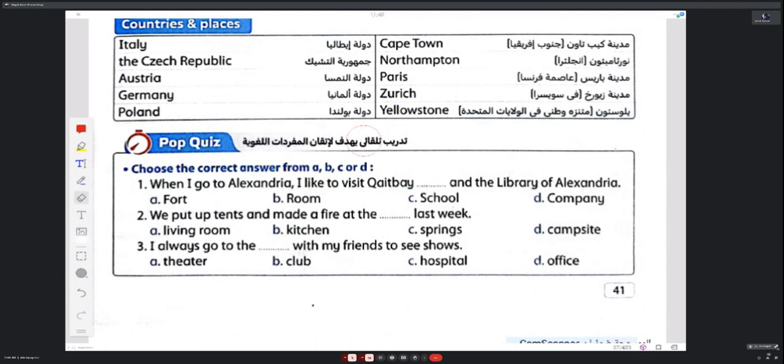Okay. Number two. We put up tents and made a fire at the campsite last week. Campsite. Okay. Luigi, I always go to the theater with my friends to see shows. I always go to the theater here to see shows. Okay. Bravo.